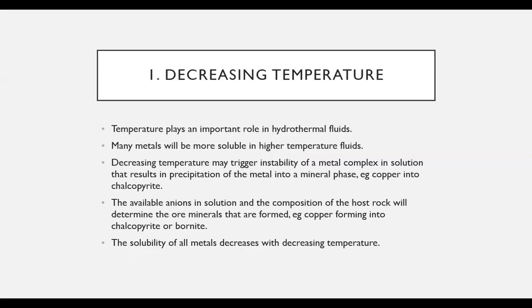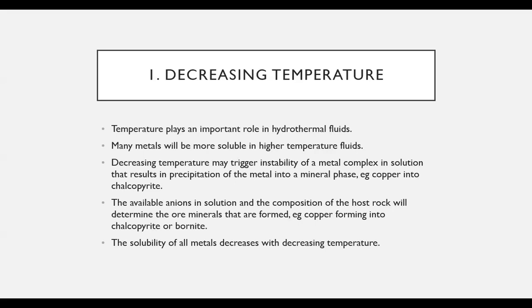So one of the key variables for controlling metal deposition is temperature. We've covered temperature a few times, so it makes sense that if temperature influences how metals go into the fluid, they also influence how metals drop out of the fluid. So when we decrease the temperature, we may trigger instability in those metal complexes, so the binding of the metal with the ligand, and this results in the precipitation of the metal.